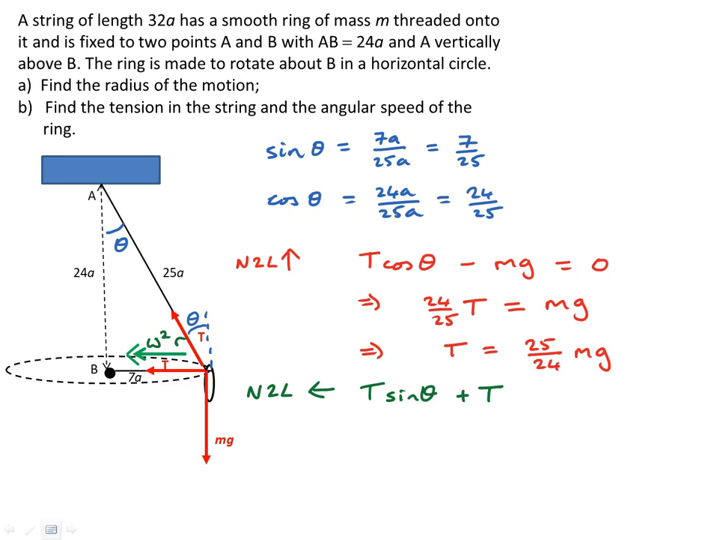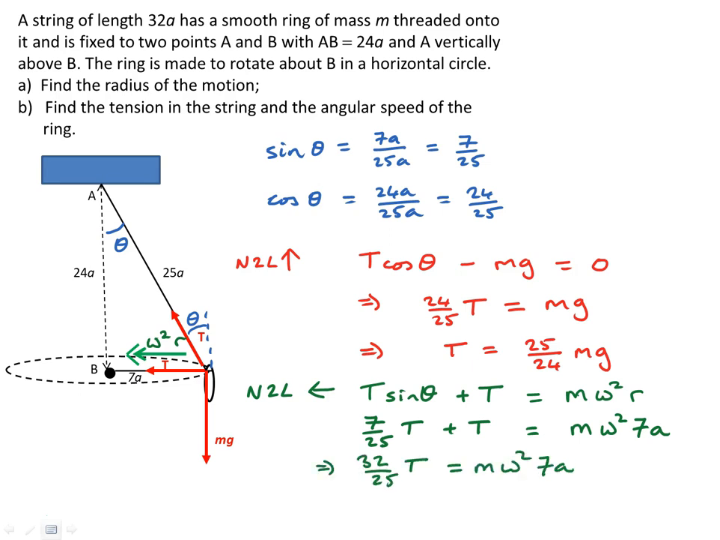So we've got T sine theta plus T is the resultant force acting to the left horizontally, must equal m omega squared r, the mass times the acceleration. We know that sine theta is 7/25, so we have 7/25 T plus T equals m omega squared times 7a. So that is 32/25 times T equals m omega squared times 7a. But we know that T is 25/24 of mg.